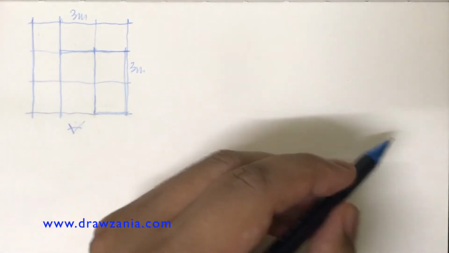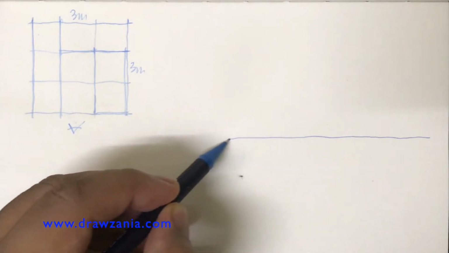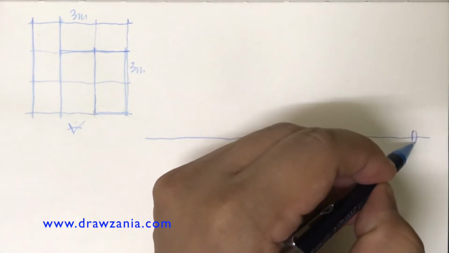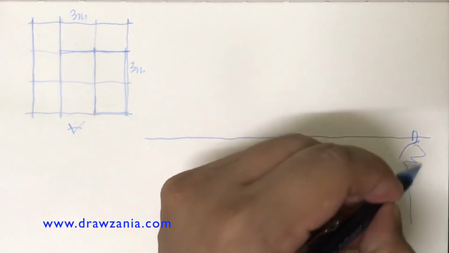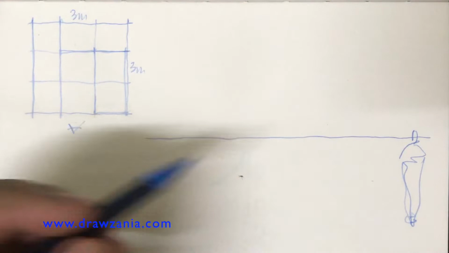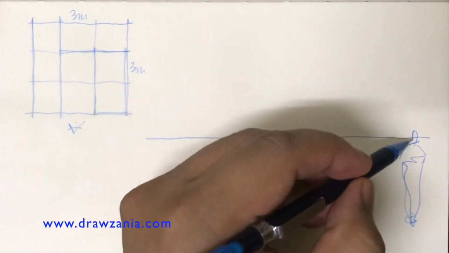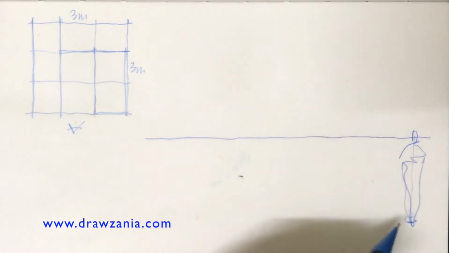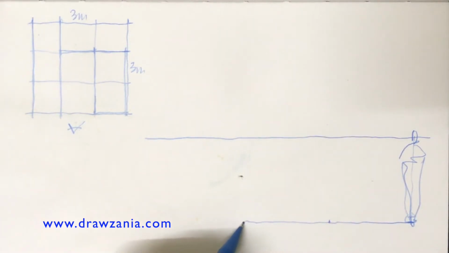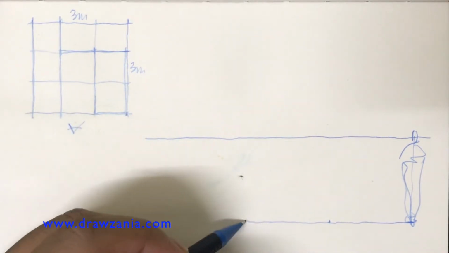Okay, the first step that you need to do is to draw a horizon line. And then you have to draw a human figure as your reference object. It's much easier for you to set the size of your room, of your area. Okay, you know that from here to here is 1.5, then you need another 1.5 there, another 1.5 there. So you have the size of the area from here to here.